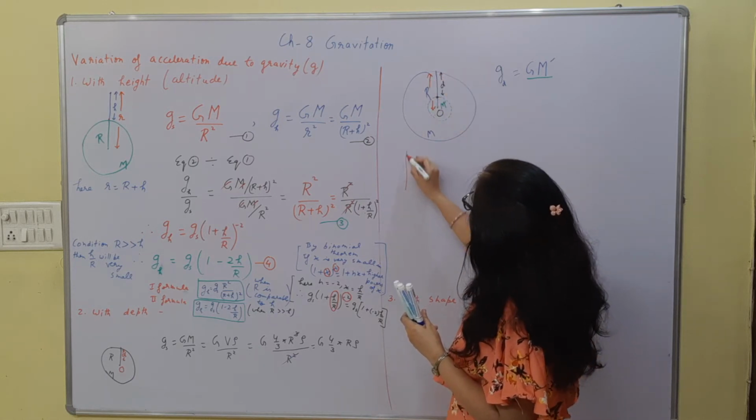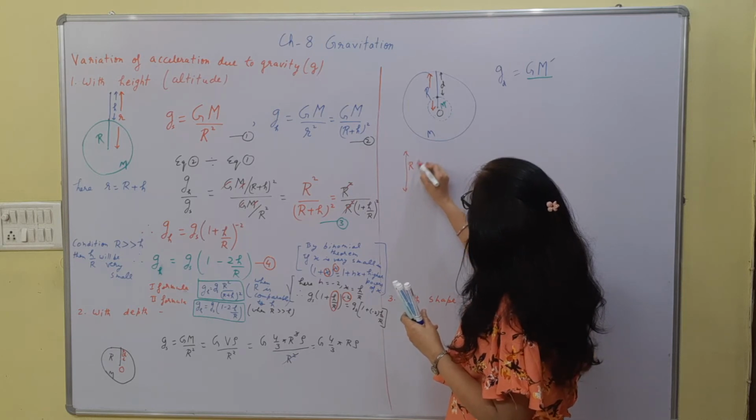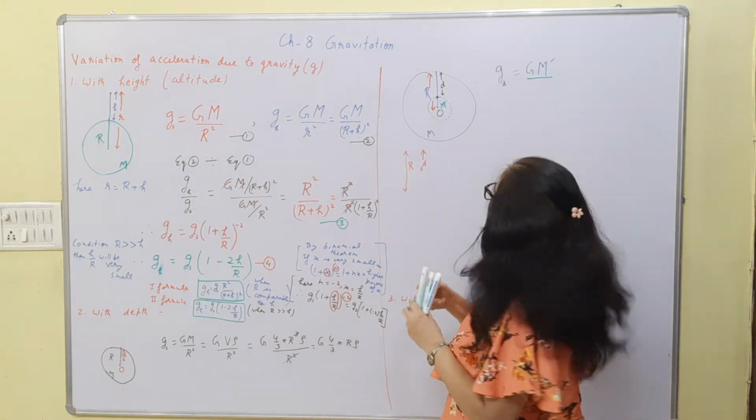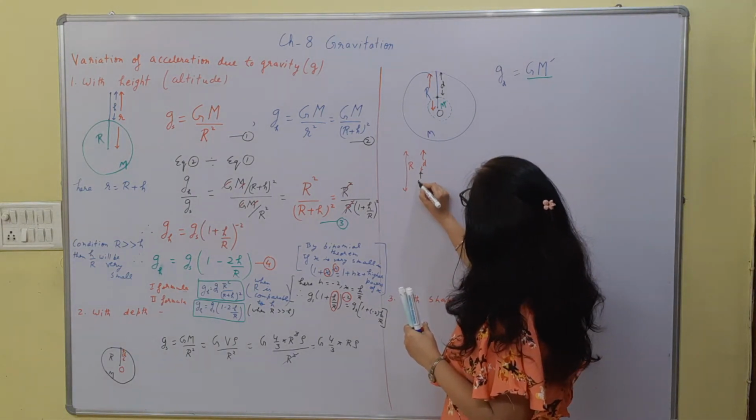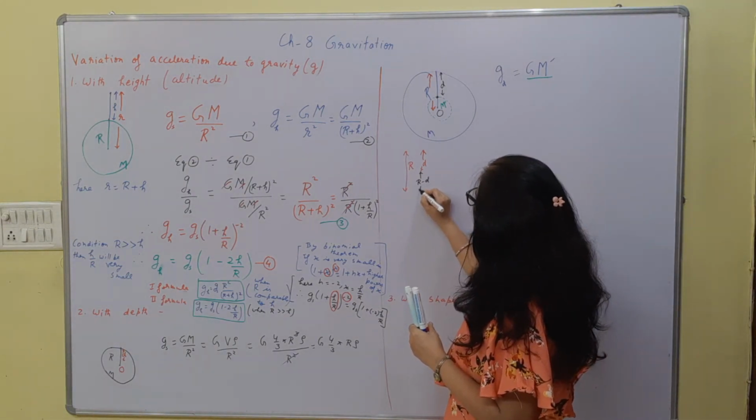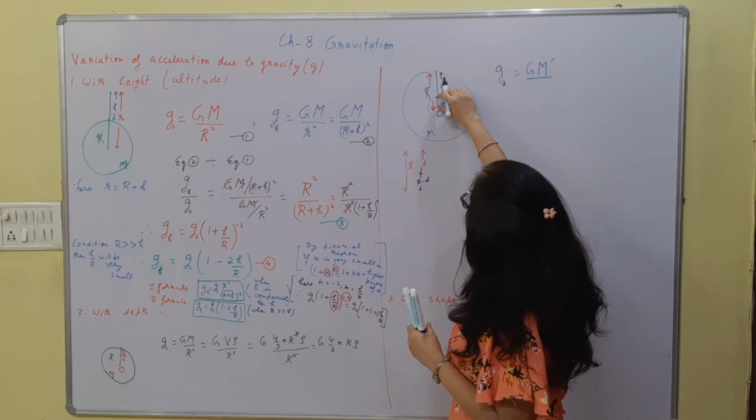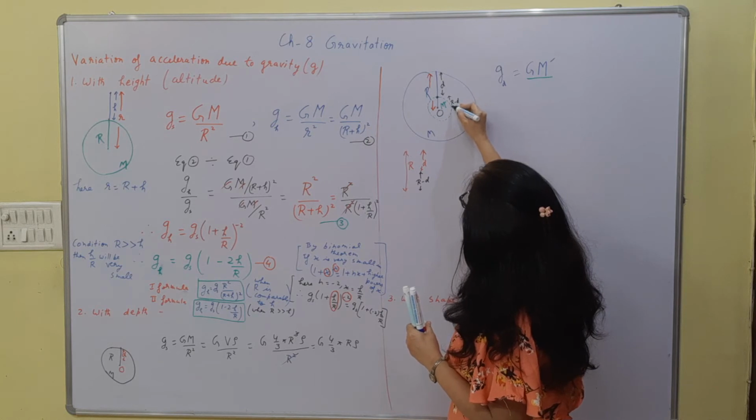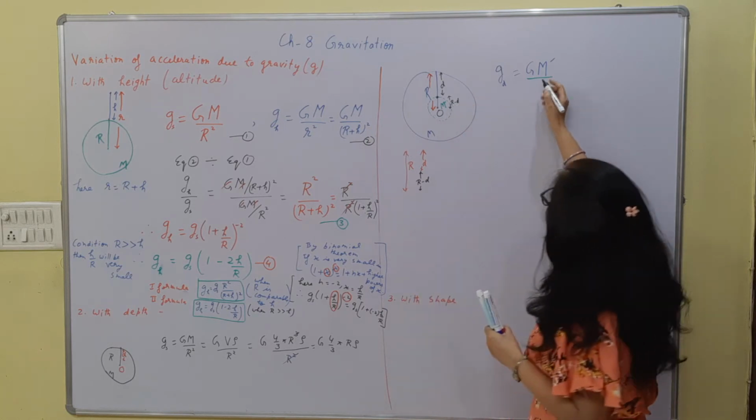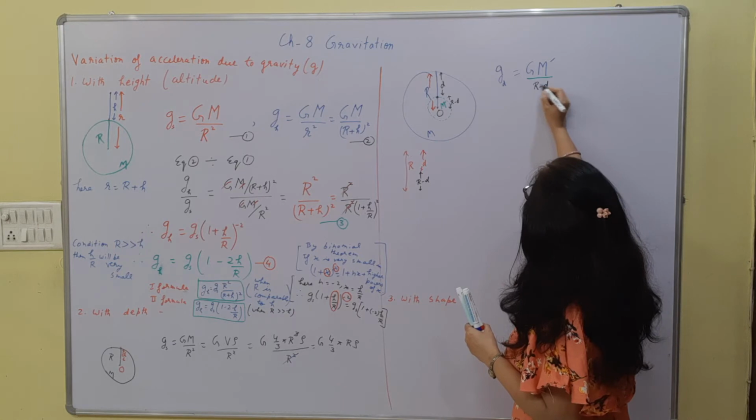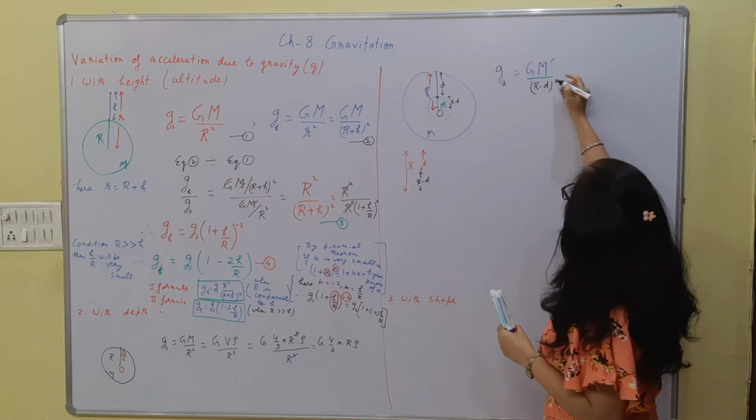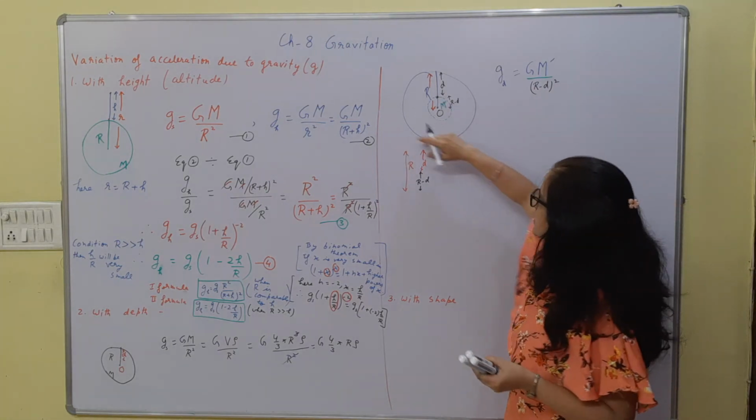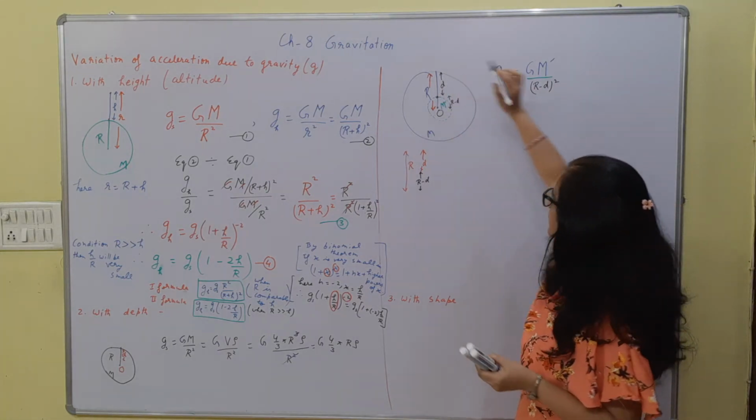So if this total is R and this is d, I have to find this separation. What will it be? R minus d. So I have to write this separation, which is R minus d. I hope you are getting it. So this is R minus d whole square, because this is the separation between the centers of the two bodies. One body is the earth, the other body is here at depth.